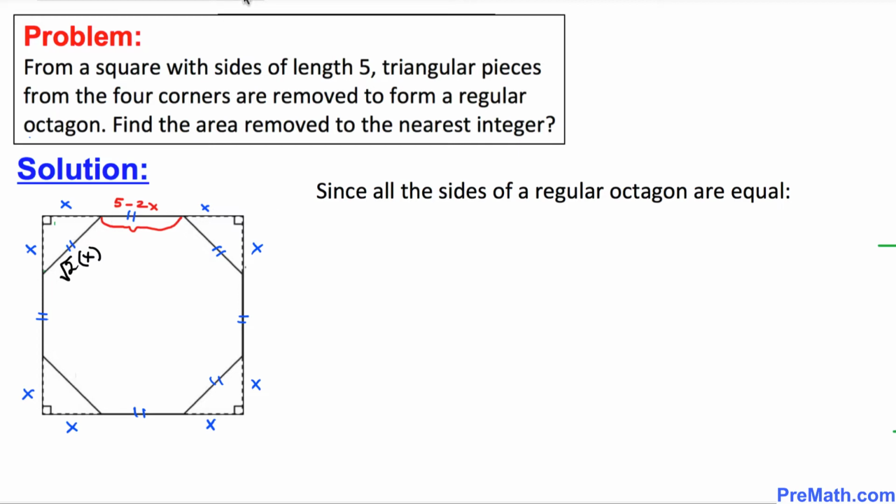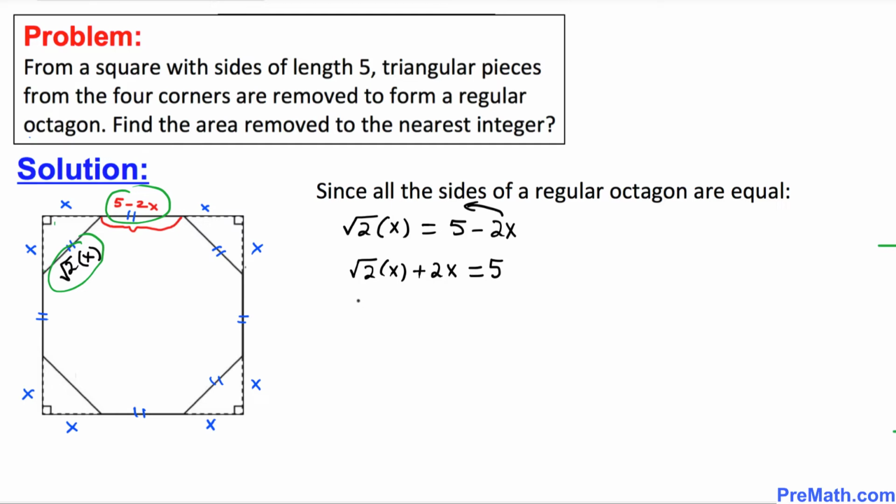That means this side is equal to this one, so I can set them equal and say square root of 2 times x equals 5 minus 2x. So I am going to move this 2x to the left-hand side, so this becomes square root of 2 times x plus 2x equals 5. And here I can factor out x.